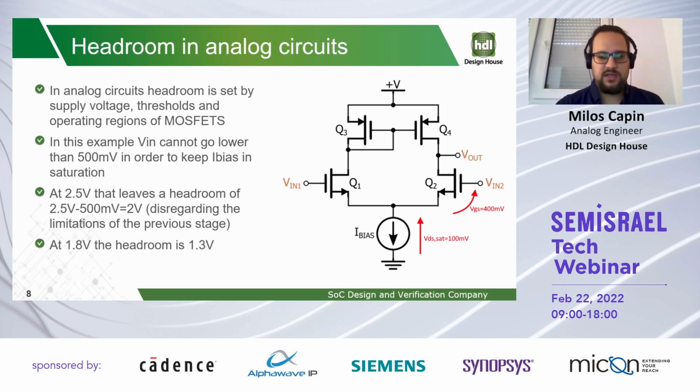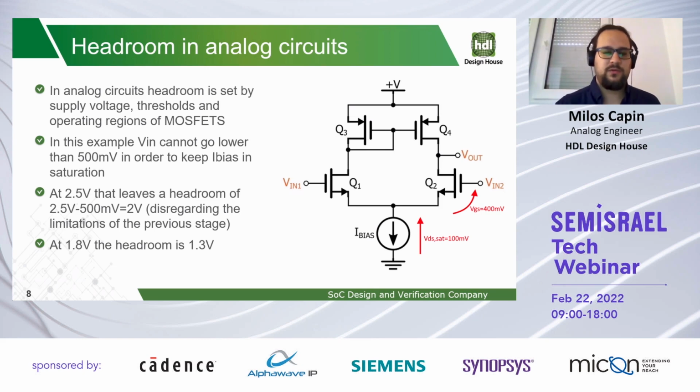In this case, the lower limitation for input voltages is the saturation margin of this current mirror, which is in this example 100 millivolts, and the VGS of both of these NMOS devices, which is 400 millivolts. When added together, that's 500 millivolts, and our input signal cannot go lower than that. If we don't take into account the limitations of the previous stage, which usually cannot go up to VDD, it can go a bit lower, but let's say that it can go up to VDD. Our useful headroom in this case is 2 volts, and that's for 2.5 volts of high voltage supply.